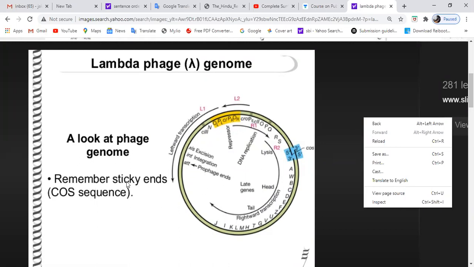These are called sticky ends and are commonly known as cohesive sites or cohesive sequences, therefore short for cos sequences. And there are the same genes, C3 and C1, CRO, C2. So there are 5 important genes in the lambda phage genome which will be required. Along with these, there are other genes. There are sites for excision, integration, and attenuation.